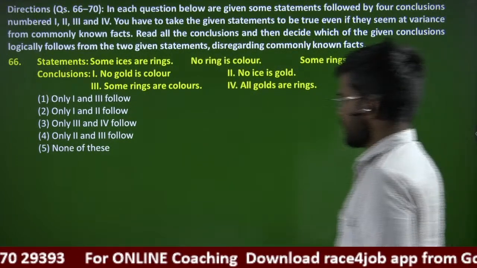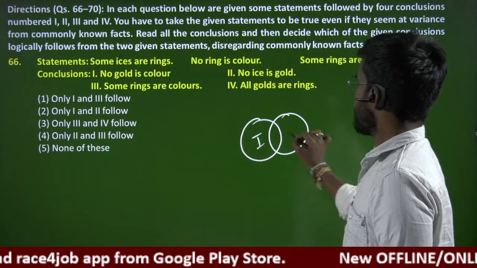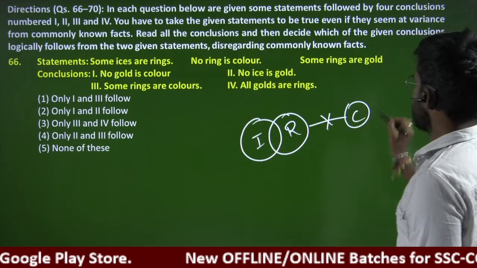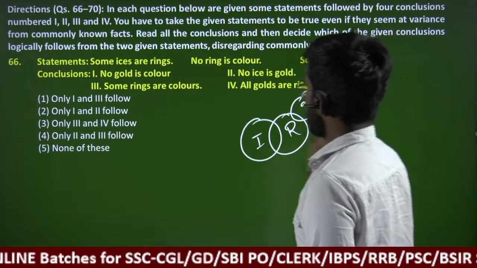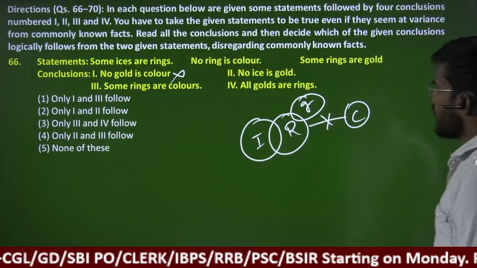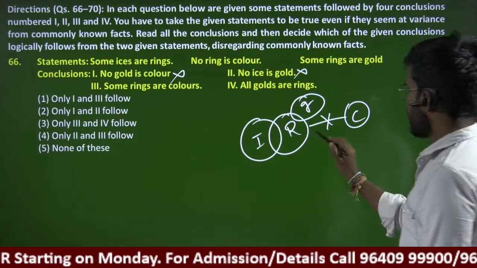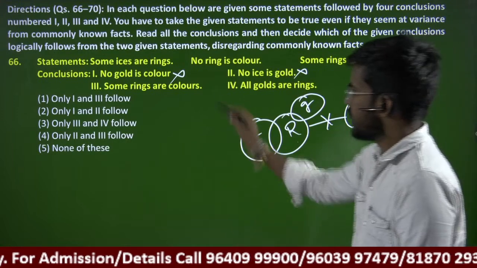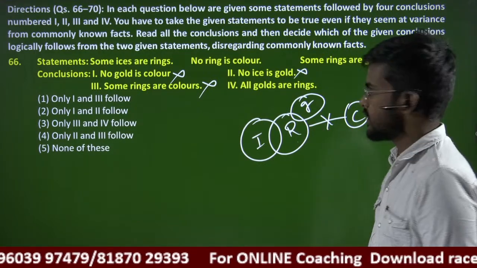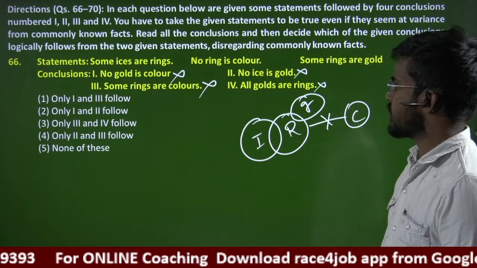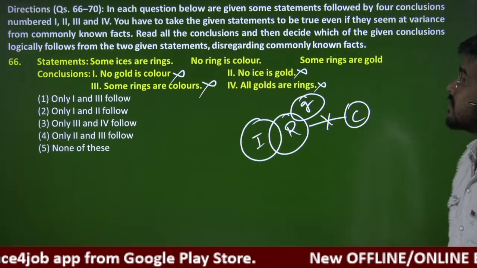Okay, let's start the first problem. Some ices are rings, no ring is color, some rings are gold, no gold is color. There is no direct relation between gold and color, so it is wrong. No ice is gold: there is no direct relation between ice and gold. Some rings are colors: this is wrong, because the statement between rings and color is negative, and a positive statement is always wrong. All golds are rings: here the relation is only some, so all is not acceptable. So all conclusions are wrong, so none of these is your answer.